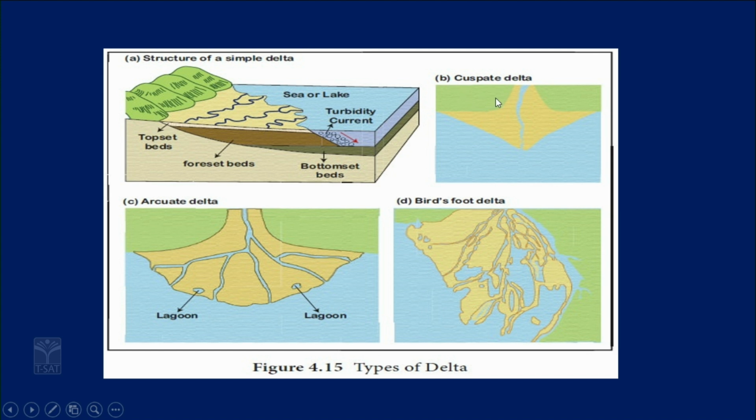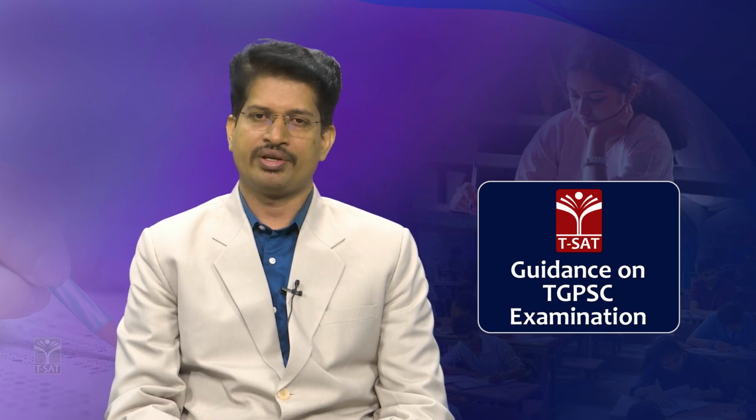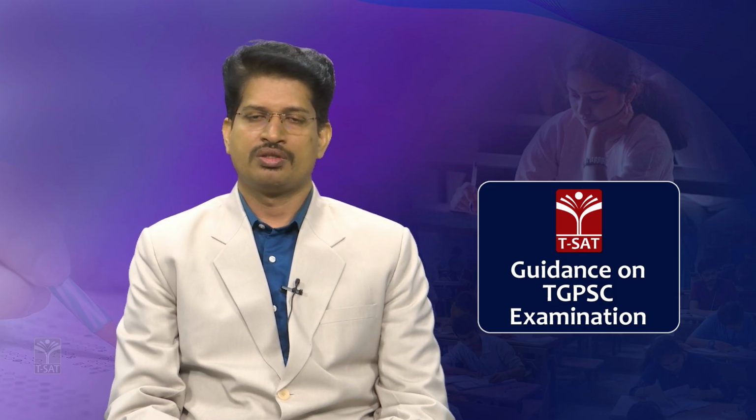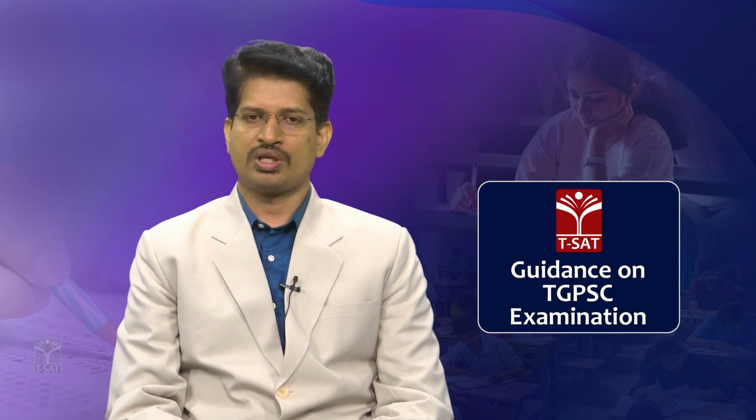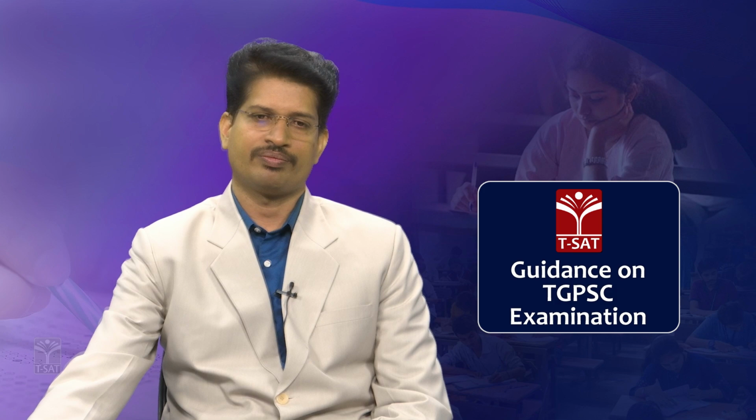Cusp means a pointed tooth is known as a cusp. As the canine, for example, the variant of teeth which we have got is described as a cusp. So, when the delta being formed is in the form of a cusp, it is known as a cuspate delta.